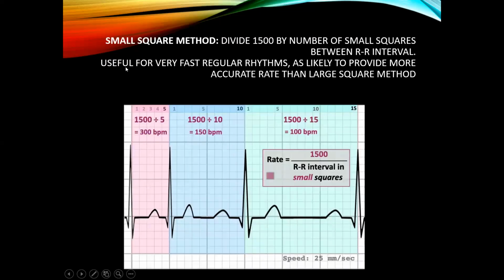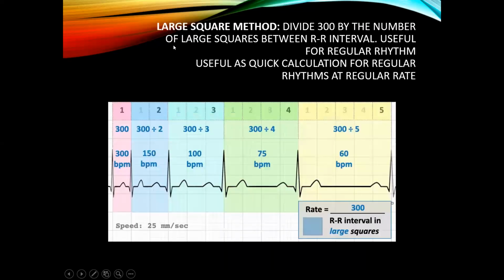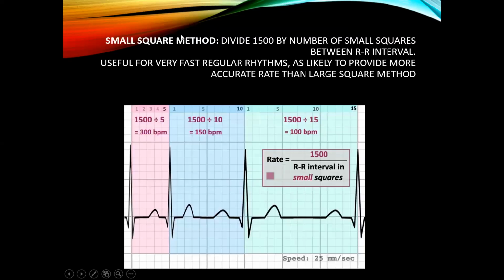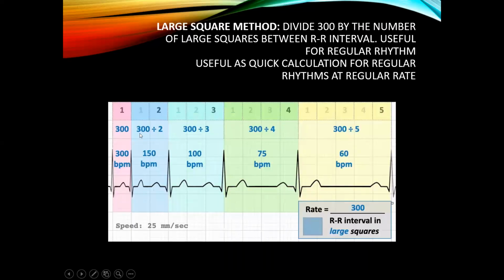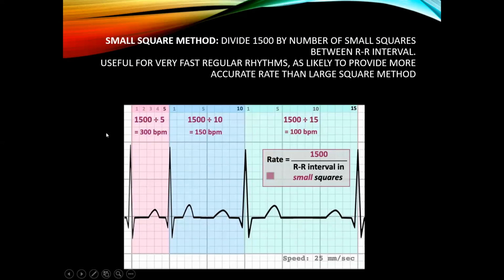Then this is another method, which is the small square method. This was the large square method, this is the small square method. So you divide 1500 by the number of small squares between the R to R interval, okay? So here we do 1500 divided by 5, which is 300 beats per minute. The same as this, remember? Here we just divided by 1 large square. Here we divide by the small squares. So we count here 1, 2, 3, 4, 5. So 1500 divided by 5 gives us 300 beats per minute.